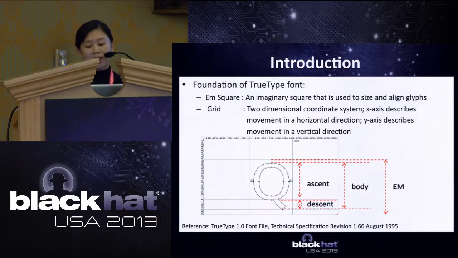The outlines of the characters, or glyphs, in TrueType fonts are made of straight line segments and quadratic Bezier curves. In creating the glyph outlines, a type designer uses an imaginary square, which is called the M square. Typically, as shown in the picture in the slide, the M square encloses the capital Q. The grid is a two-dimensional coordinate system, where the x-axis describes movement in the horizontal direction, and the y-axis describes movement in the vertical direction.